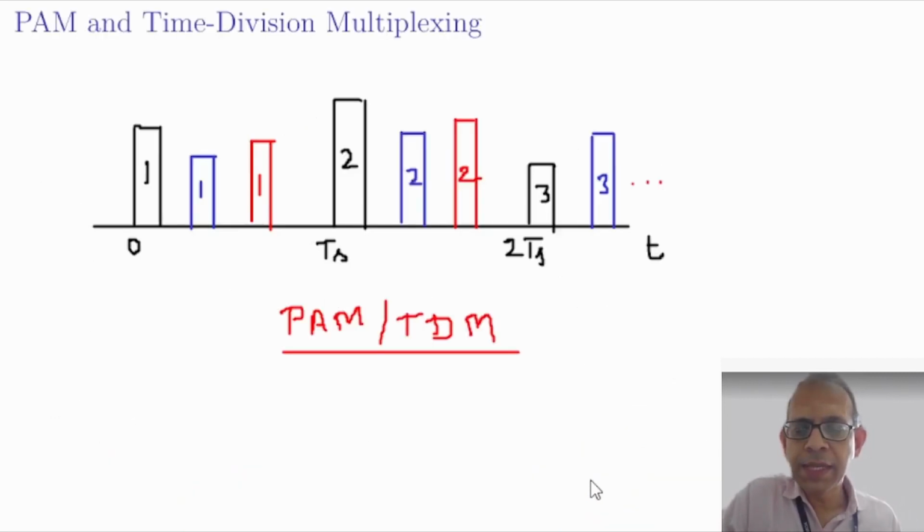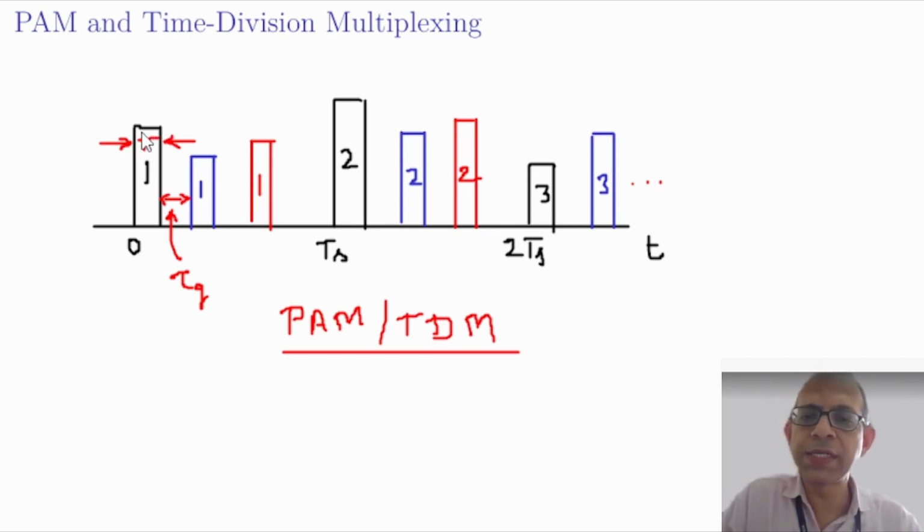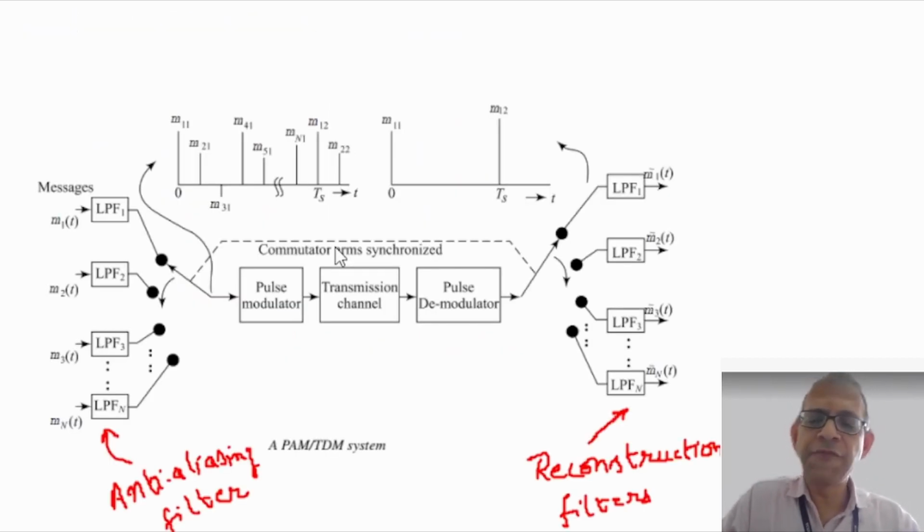Of course, there is still some gap provided between two successive samples from two different message signals, and that we denote as the guard time tau g. The pulse width is capital T. We'll see in a subsequent lecture the importance of the guard time, the pulse width T, and their relation with the sampling interval Ts.